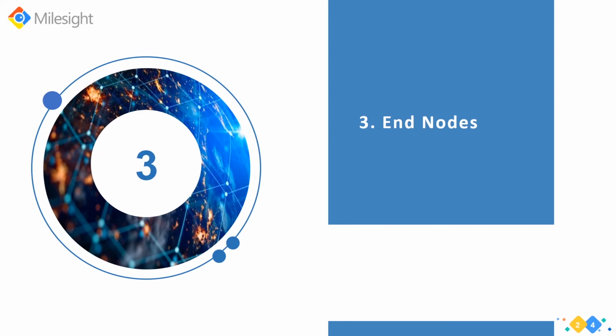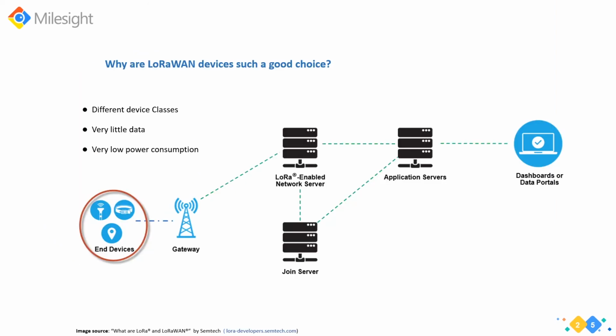Okay, let's look at the end device. Why do we say LoRaWAN end devices are such a good choice for the solution provider, for the system integrator, or for LoRaWAN device designers? Because they are so easy to operate. As we mentioned, Class A, Class B, and Class C, you can mix them. You can use them in the same solution, and all of them use very little power compared to other technologies like NB-IoT.